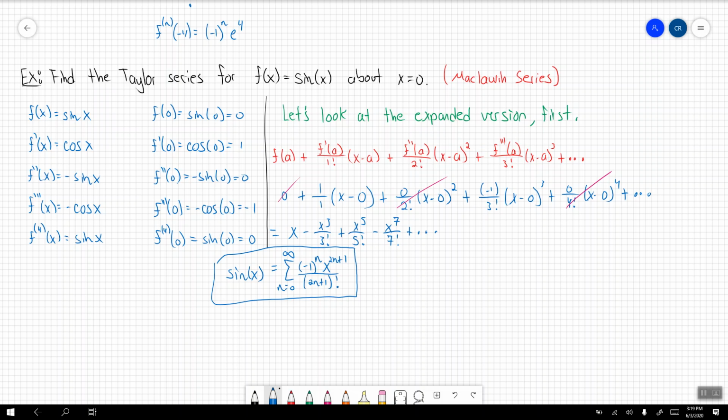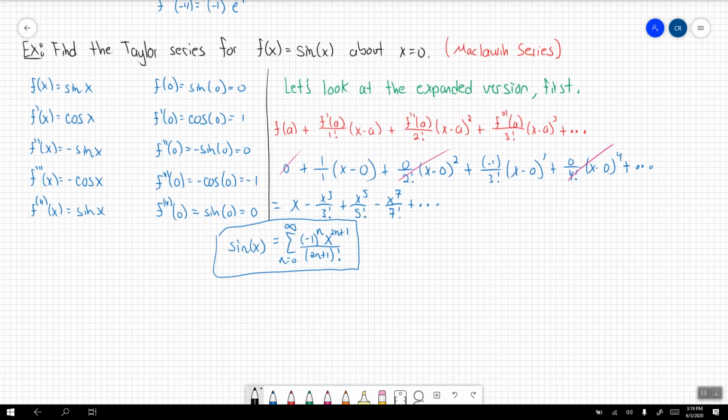All right, so I'm going to put a pin in that and I'm going to say you try to find a Taylor series for f of x is equal to cosine of x about x is equal to 0. Give that a shot. Put pause on the video, give it a shot, because I'm going to carry on with the video in just a little bit.